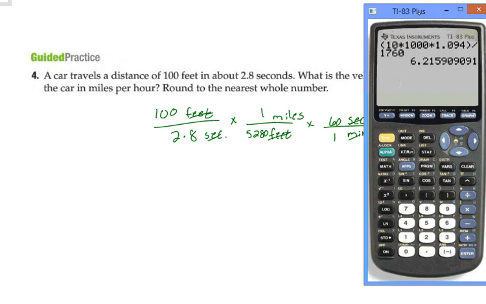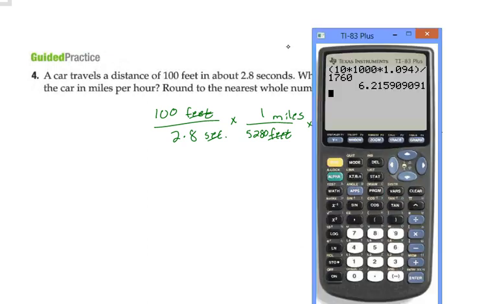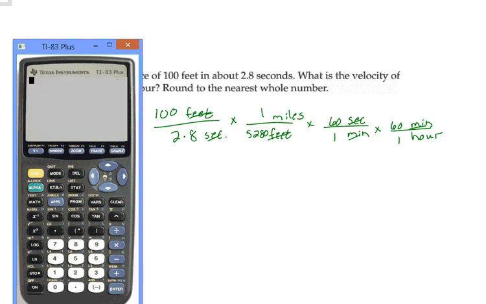Calculator time. We have 100. We're multiplying that by 60 and by 60. And we're dividing that by 2.8 and 5,280. So how fast is that car going? About 24. It says round to the nearest whole number. So we are going to say about 24 miles an hour because we're going to round that down.